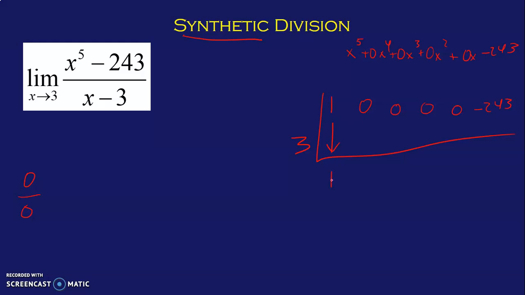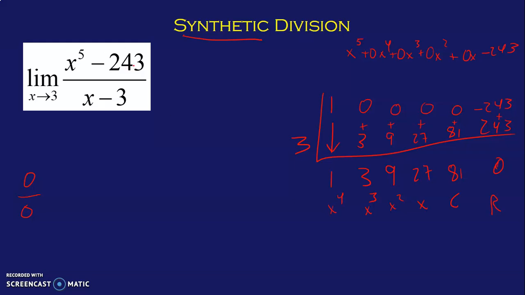First number comes straight down. 1 times 3 is 3. Add them together. 0 plus 3 is 3. And then you always multiply. 3 times 3 is 9. 0 plus 9 is 9. 9 times 3 is 27. 0 plus 27 is 27. 27 times 3 is 81. 0 plus 81 is 81. 81 times 3 is 243. Those cancel out, which is good because that means I don't have a remainder, and I can factor out an x minus 3. So this is my remainder, constant, x, x squared, x cubed, and x to the 4th.